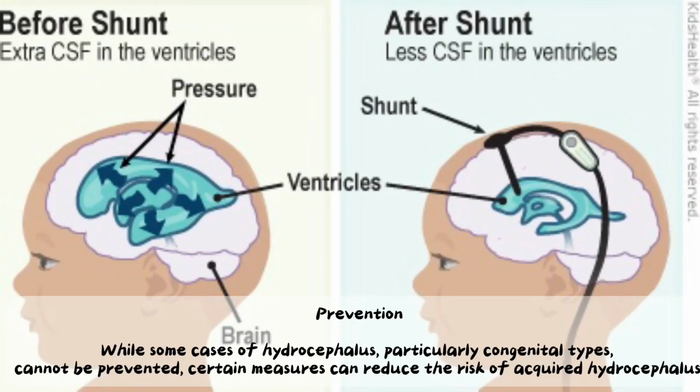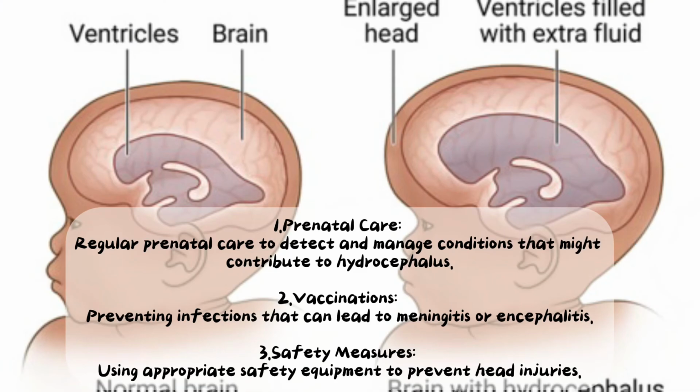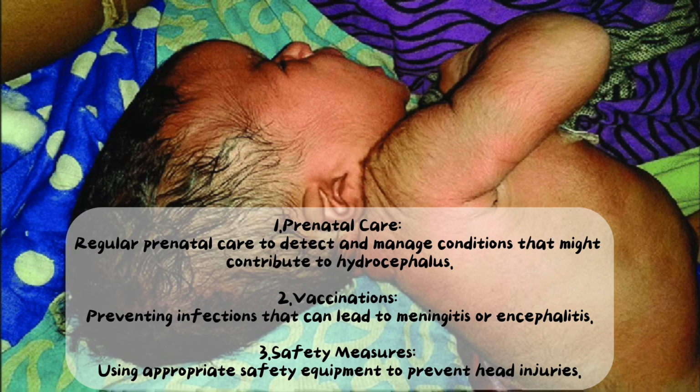Prevention. While some cases of hydrocephalus, particularly congenital types, cannot be prevented, certain measures can reduce the risk of acquired hydrocephalus. 1. Prenatal care. Regular prenatal care to detect and manage conditions that might contribute to hydrocephalus. 2. Vaccinations. Preventing infections that can lead to meningitis or encephalitis. 3. Safety measures. Using appropriate safety equipment to prevent head injuries.